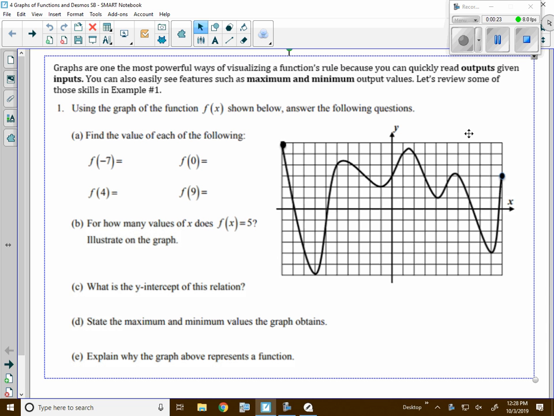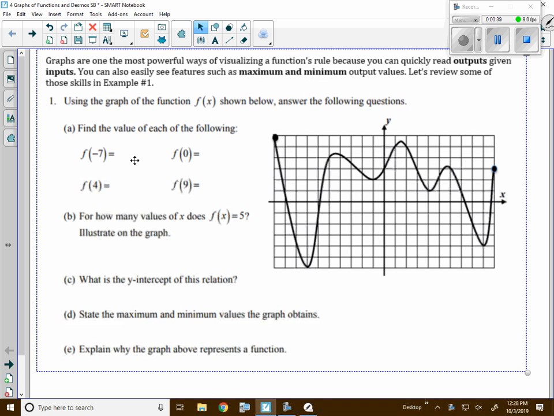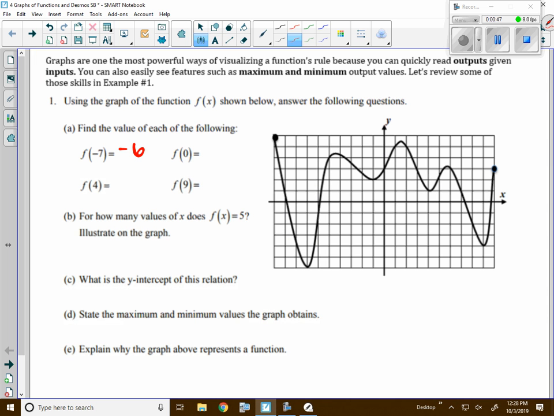So let's count over negative 7 on our x-axis. 1, 2, 3, 4, 5, 6. Negative 7. Go down. And what is the y value when x is negative 7? Negative 6? Did I count that right? Yeah. 1, 2, 3, 4, 5, 6. Yep. All right. What about when x is 0?